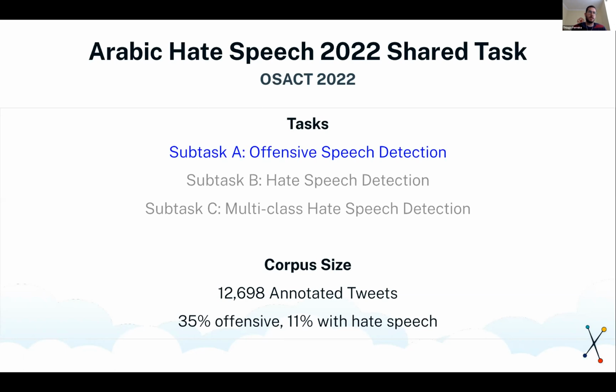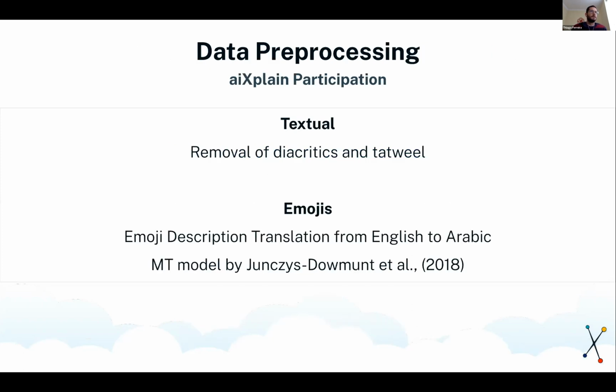From those, 35% were offensive. So there is a kind of imbalance. This is the first thing we noticed, and we did some research to try to balance this corpus, and you will see the decisions that we took.